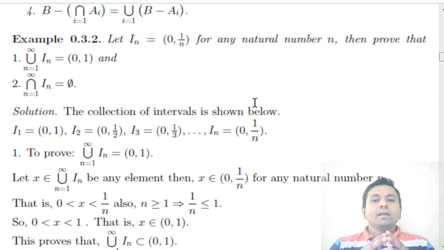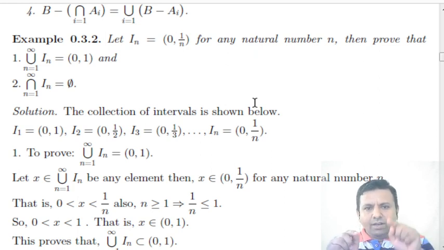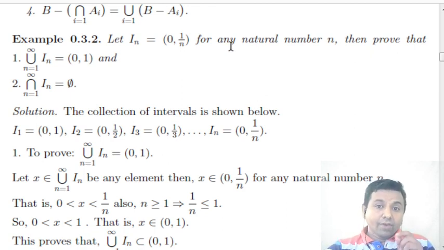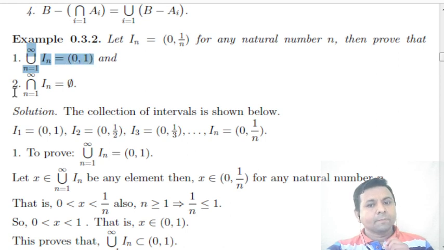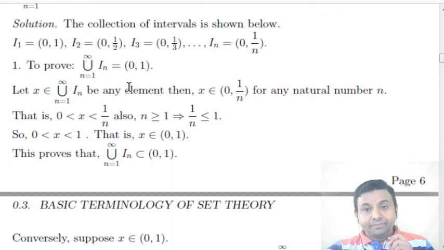Now here we have very interesting examples for an arbitrary collection of sets. Let In equal the open interval (0, 1/n) for any natural number n. Then the general question in our mind is, what is the union of In? What is the intersection of In? So here the union of In equals the open interval (0, 1). Just recall the meaning of open interval, closed interval, open-closed, closed-open; you all know that. Clear? Now we have to prove that the union of In equals (0, 1) and the intersection of In equals phi.